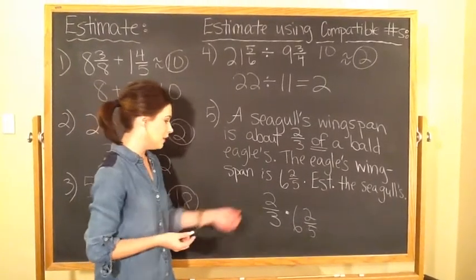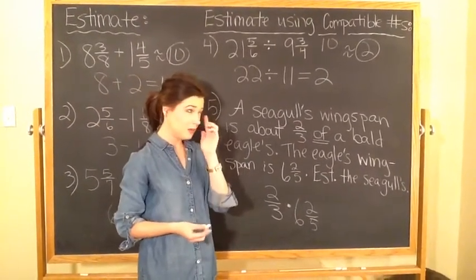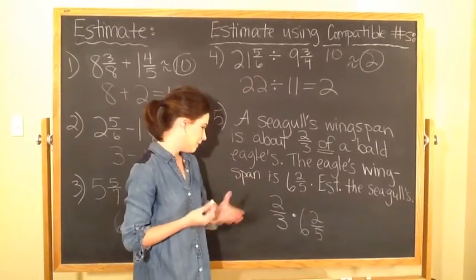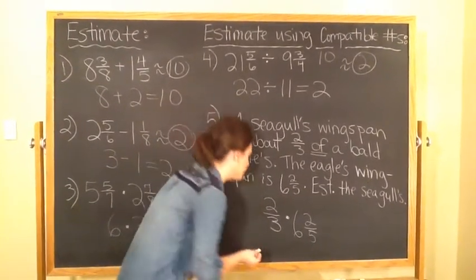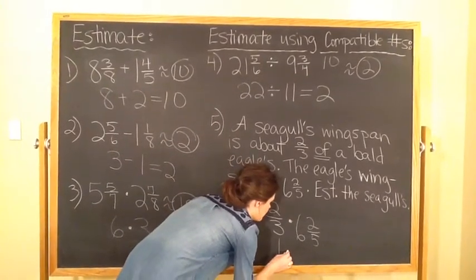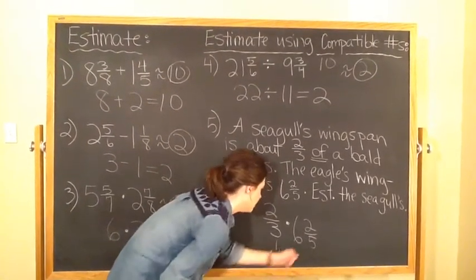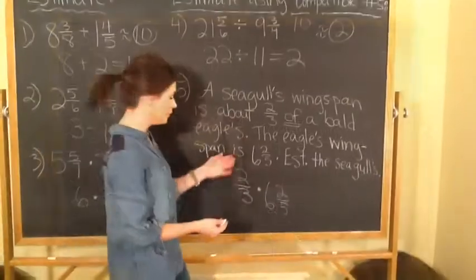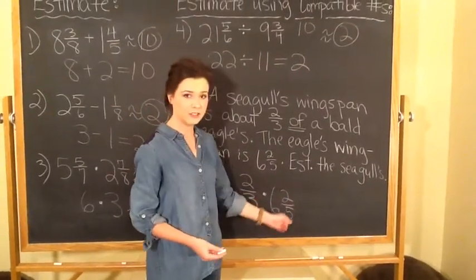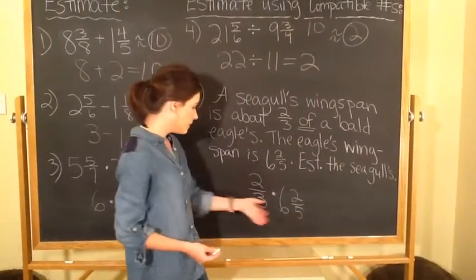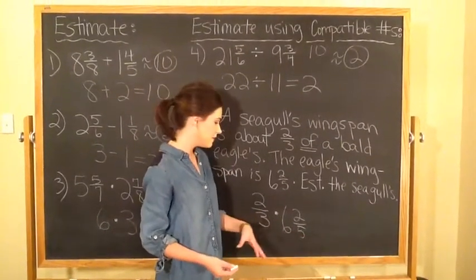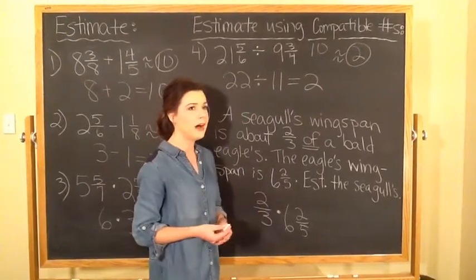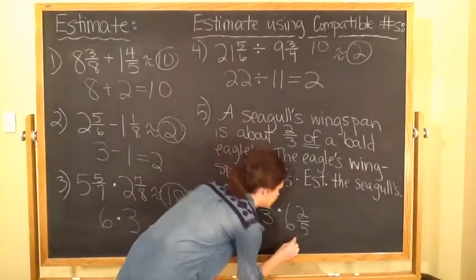Now, if I was going to round 2/3, 2 is really close to the middle, so we're going to go ahead and round it up to 1. So we're doing 2/3 times 6 and 2/5. First, I'm going to go ahead and round this number. 6 and 2/5, that's about 6. So I'm going to keep it at 6.